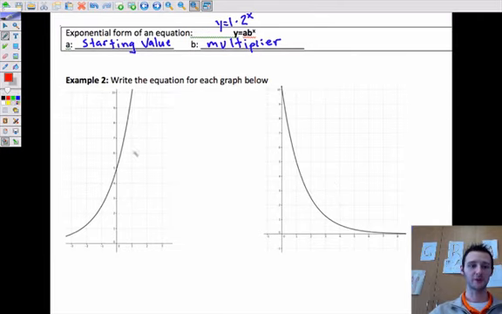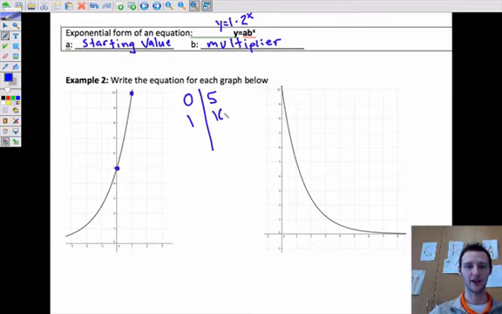Now if we're looking at two graphs, it's actually just going to be pretty much the same thing as the table. Only this time I want to first just find a couple real easy points on here. So I'm going to go with those two. If I make a little table here, I've got 0, 5, and I've got 1, 10, my x and y.